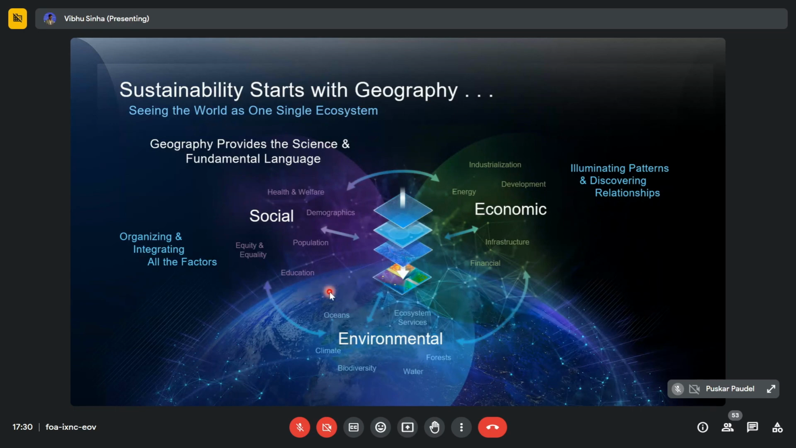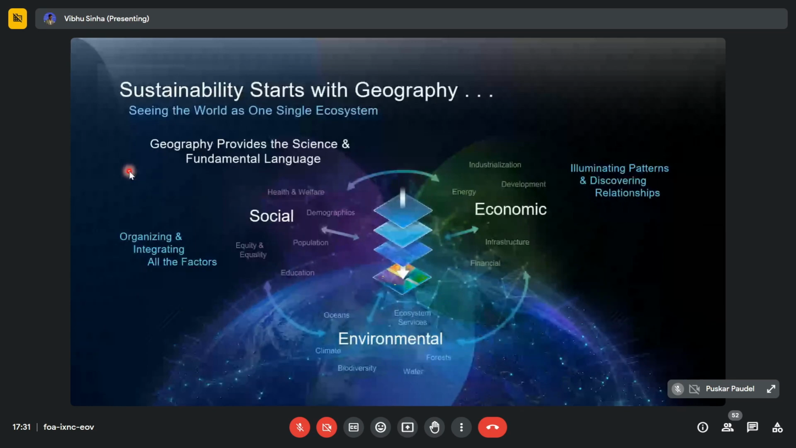So from a social point of view, the factors are health and welfare, demographics, population, education, equity and equality. When we talk about health and welfare, probably some of you might want to give in to a conspiracy theory that COVID-19 came to the fore because of, I would say, ecological imbalance. And then we had news that certain pathogens long frozen in Siberian permafrost have started appearing back because permafrost is not staying frozen. So those pathogens are coming to life again, right? Our ecological imbalances are impacting our health and welfare.